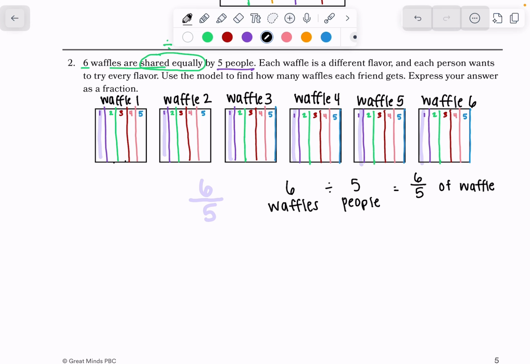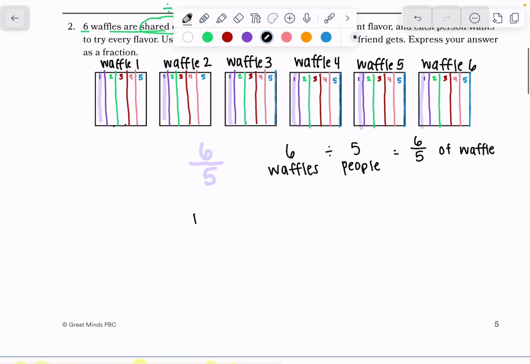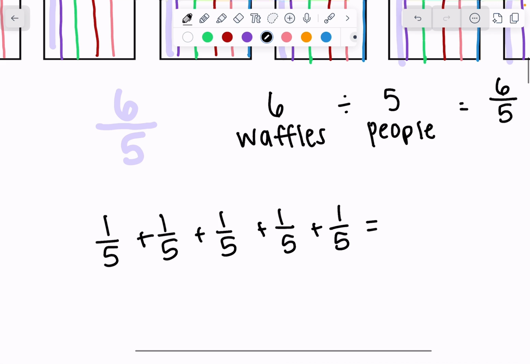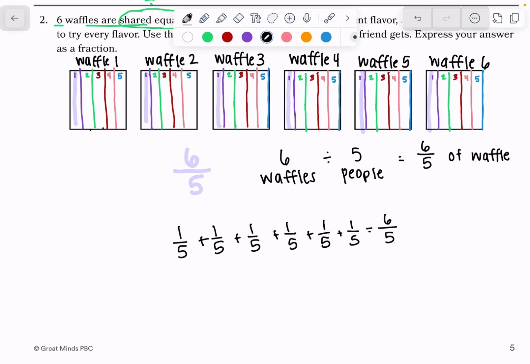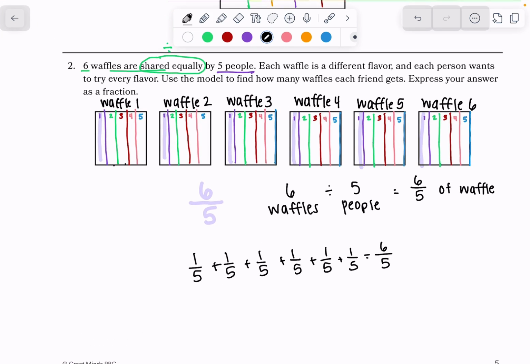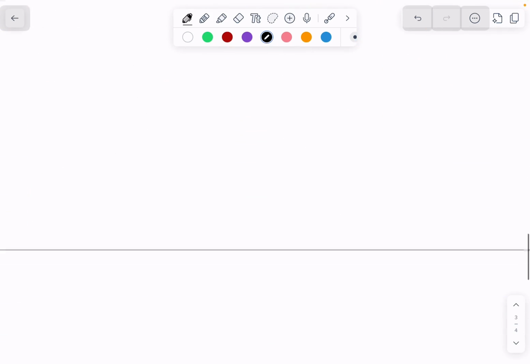a 5th. But if you added those 5ths together, like 1/5 from the first waffle, 1/5 from the second waffle, 1/5 from the third waffle, 1/5 from the fourth waffle, and 1/5 from the sixth waffle, it would all equal up 1, 2, 3, 4, 5. It would equal up to be 5/6 of the waffle for each person. Hopefully that makes sense.